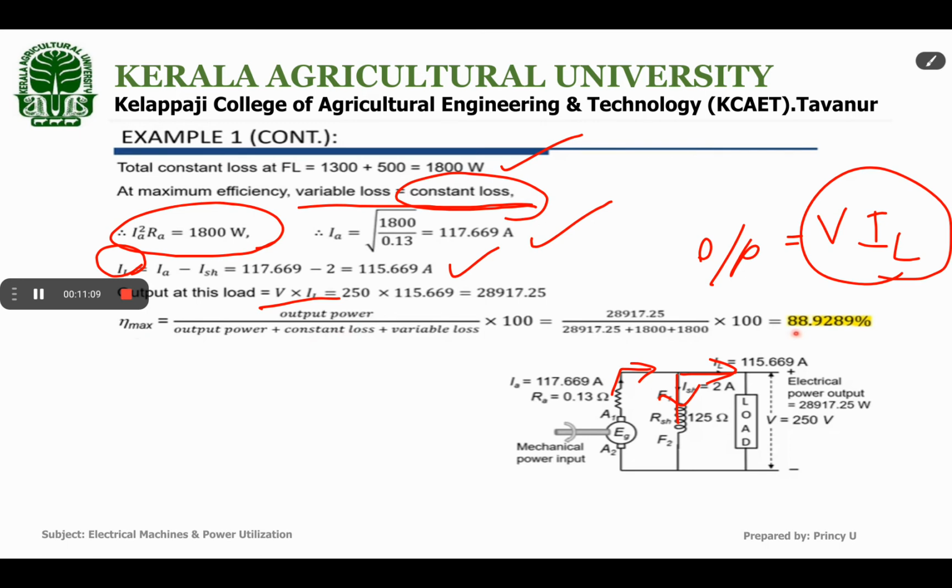Output at this particular load divided by that particular output plus constant loss plus variable loss. But when taking this condition, remember both should be taken the same, because we are going to calculate maximum efficiency.